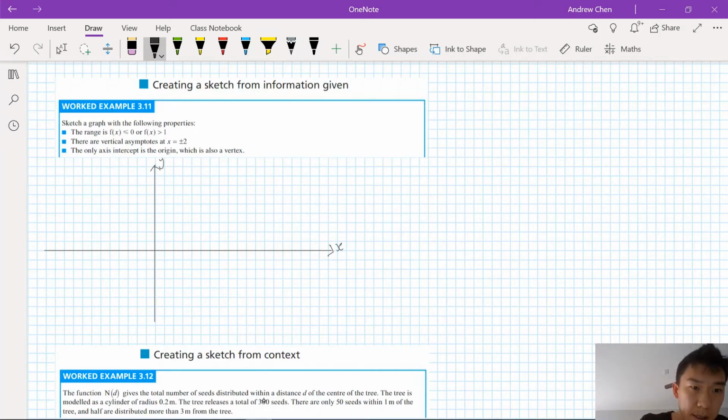Alright, there's our axes. Let's call it f of x because that's what we've been given in the question. The range is less than or equal to 0 and greater than 1. There are vertical asymptotes at x equals plus or minus 2. The only axis intercept is the origin, which is also a vertex.